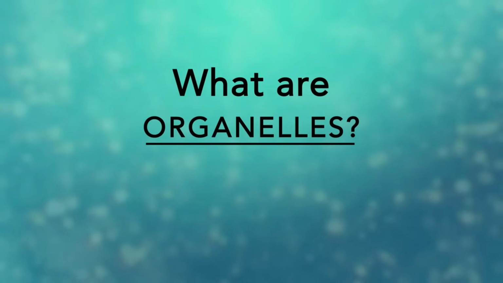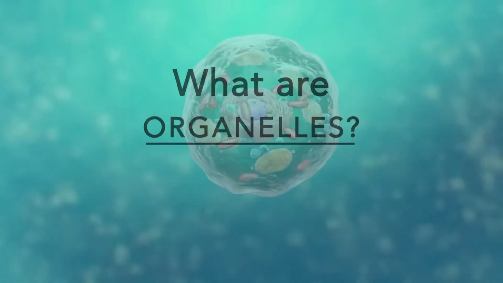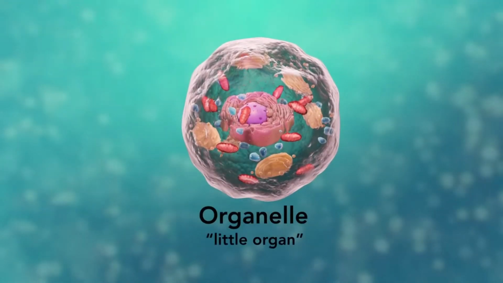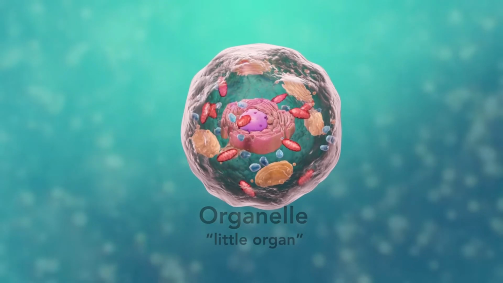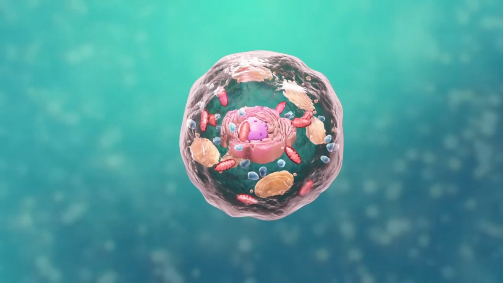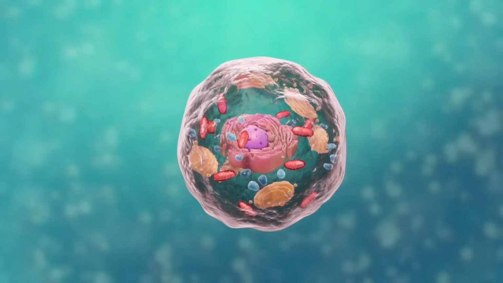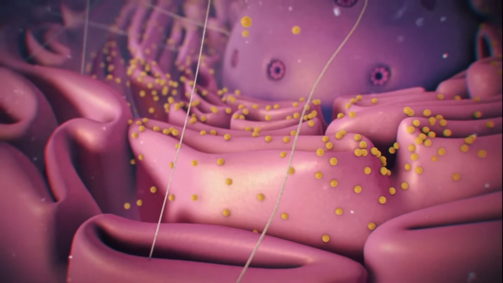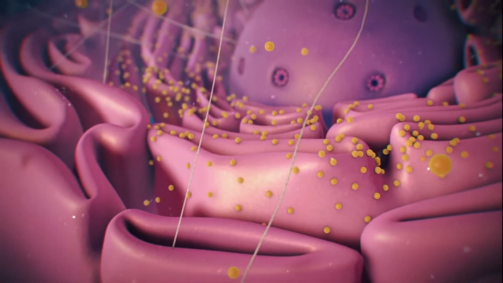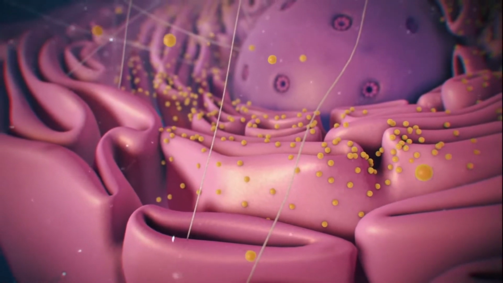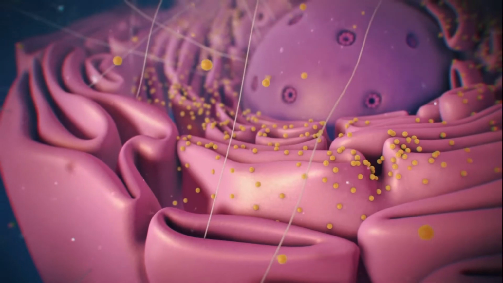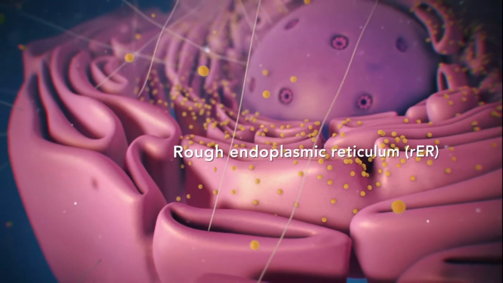Organelles, often referred to as little organs, perform specialized functions within cells. For instance, the nucleus is integral in controlling cell activities by managing DNA and its associated functions. Moving on, the endoplasmic reticulum, which includes both rough and smooth types, serves as a crucial passageway for transporting synthesized proteins and various materials throughout the cell.